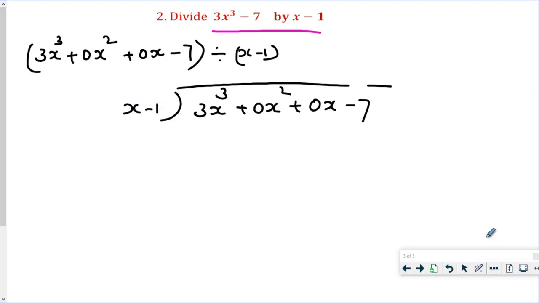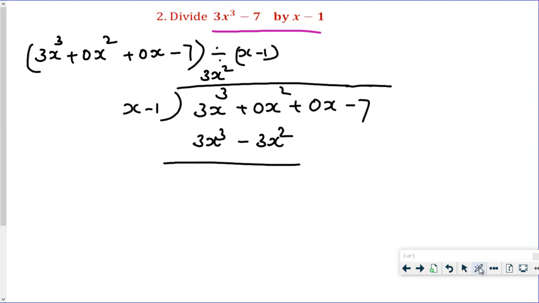So here we have to take the first term, 3x cube, and x. If you divide 3x cube by x, the answer is 3x square. Now you have to multiply 3x square and x, that is 3x cube. Now 3x square times minus 1, plus into minus is minus, then here minus 3x square.